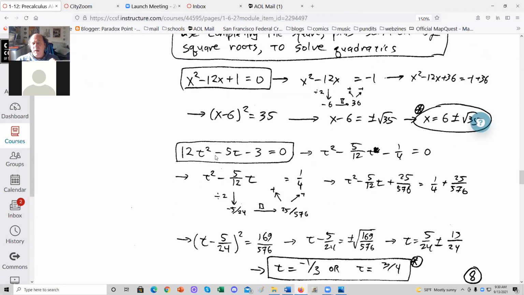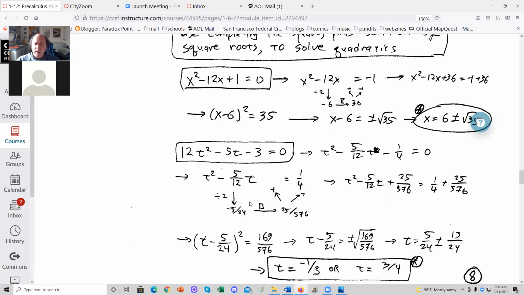Here we have 12t squared minus 5t minus 3. Well, we need to get rid of this 12 for completing the square to work, so we divide through by 12. You get t squared minus 5/12 t minus a quarter equals 0. Transpose the 1/4: t squared minus 5/12 t equals 1/4. Now to complete the square, we take half of negative 5/12, so that's negative 5/24. Square that, that's 25 over 576. Add to both sides: t squared minus 5/12 t plus 25 over 576 equals a quarter plus 25 over 576.